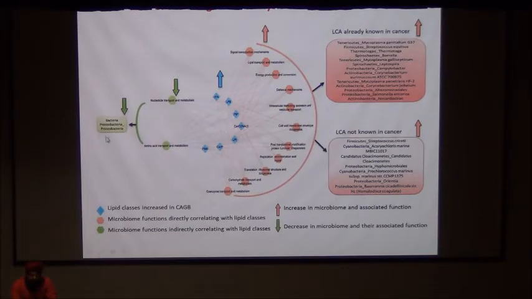And for example, proteobacteria is downregulated in CAGB. It downregulates the functions of nucleotide transport and metabolism, and it inversely correlated with this bacteria.